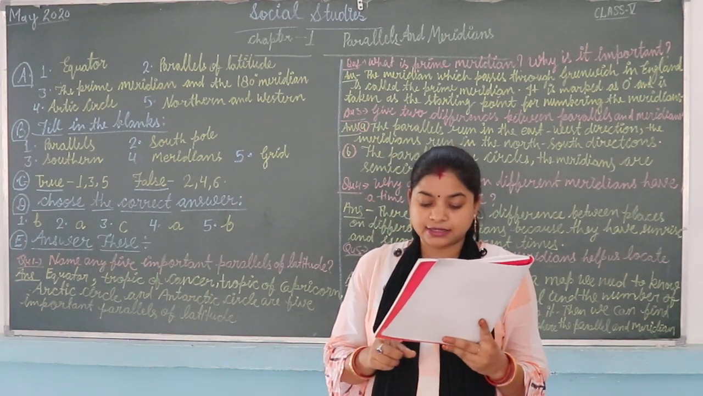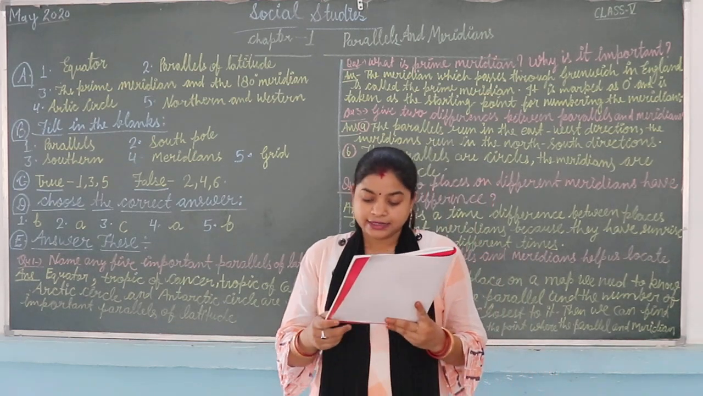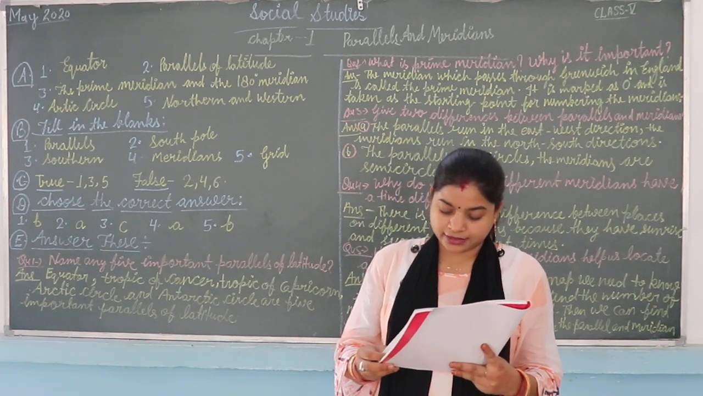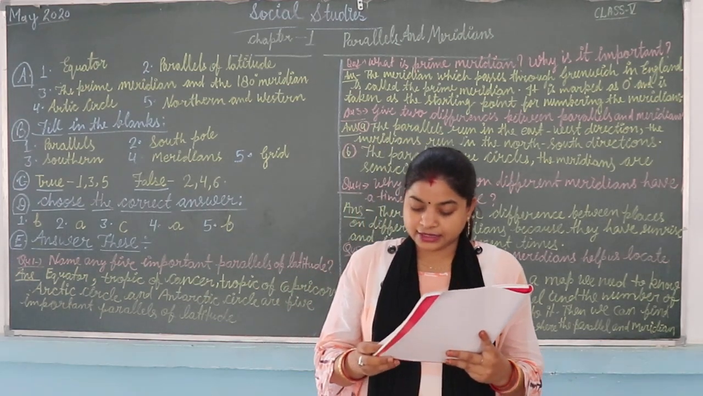The other parallels lie to the north and south of the equator. They become shorter as we move away from the equator. They are just dots at the two poles.